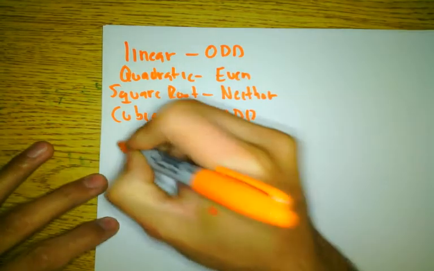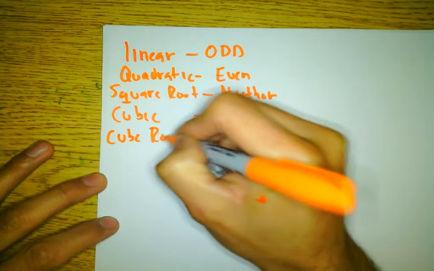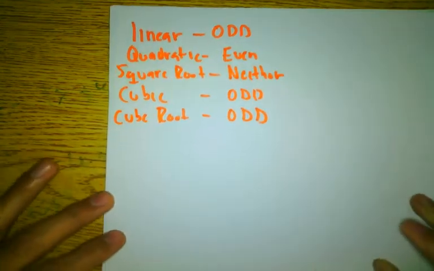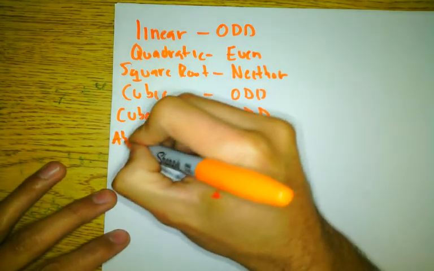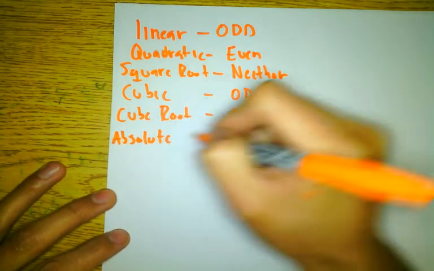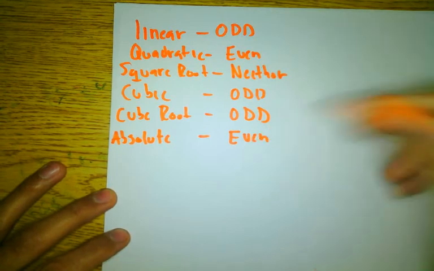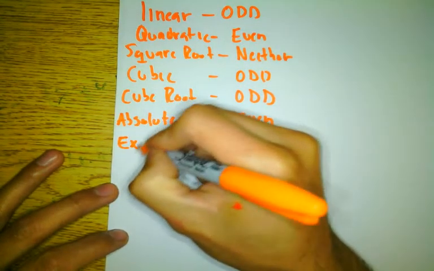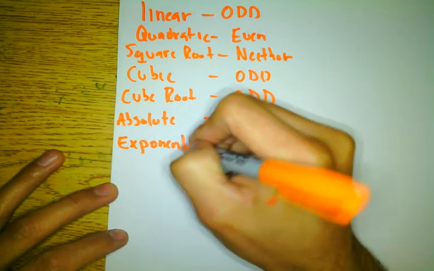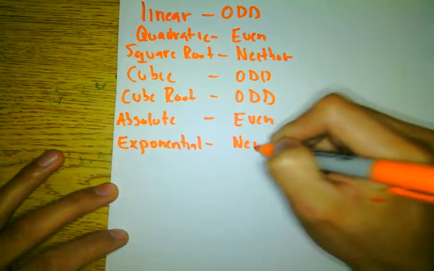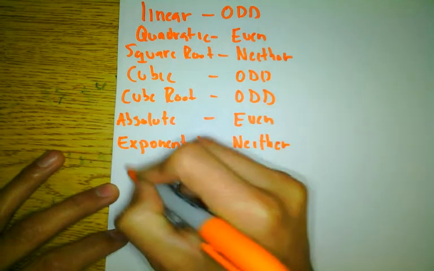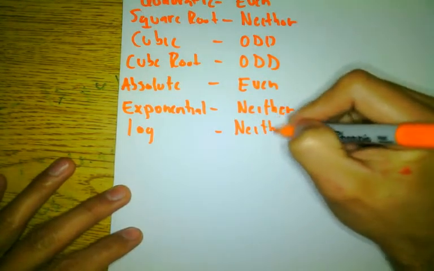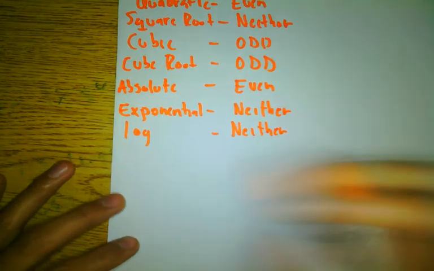What about the cube root? It's also odd. Very good. Okay. All right, absolute value. Even. Okay. We have exponential. Neither. Very good. What about the log function? Neither. Very good. We have the rational function.